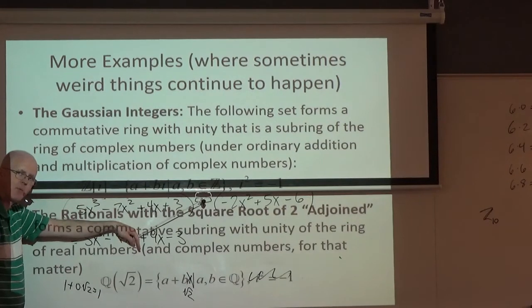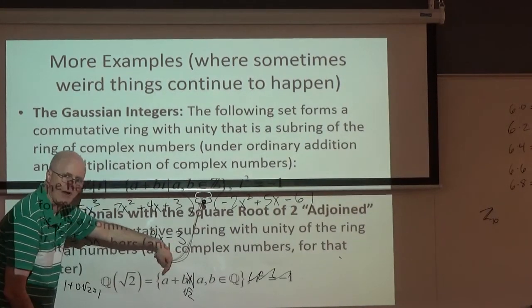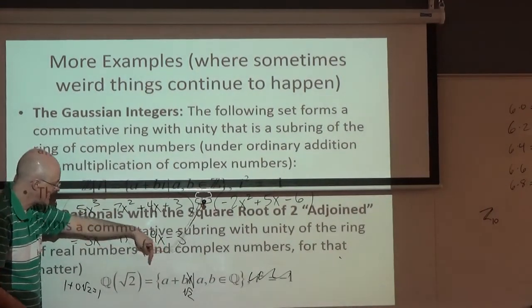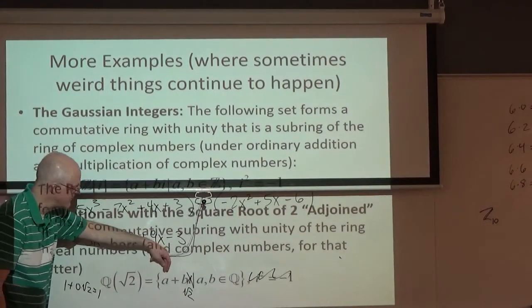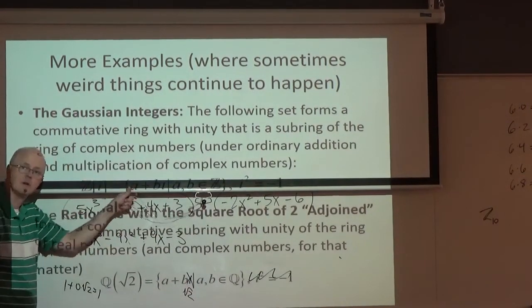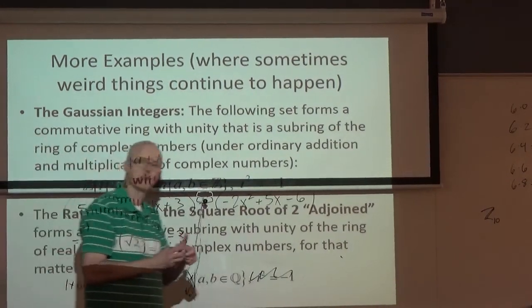That's something that might be worth your time to check on your own. See if you can figure out, for an arbitrary element a plus b square root of 2, where a and b are both non-zero, what the multiplicative inverse is that's still in this set, still can be written in the form a rational number plus a rational number times square root of 2. Okay? Take that as a little exercise to do before Friday. And that'll be the end of this lecture.